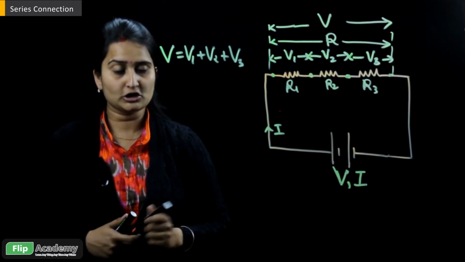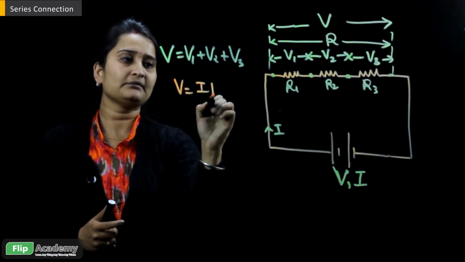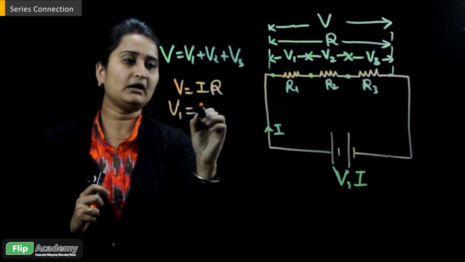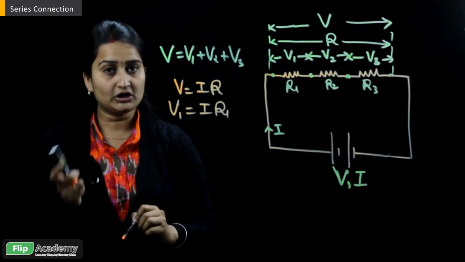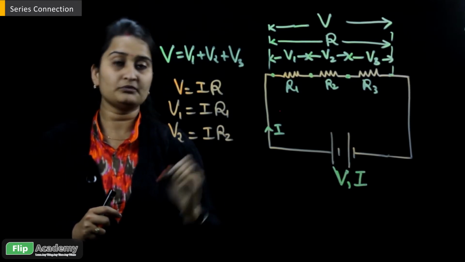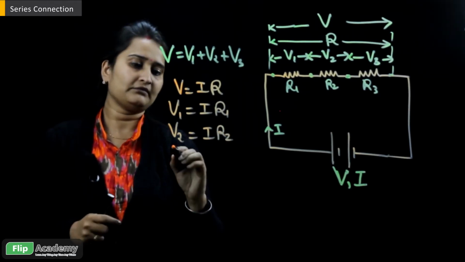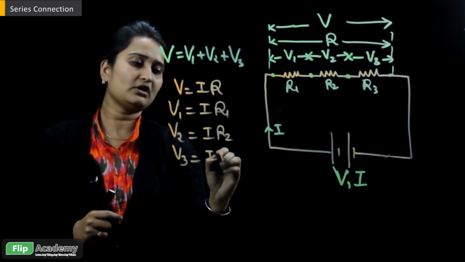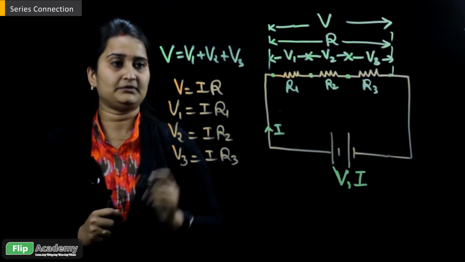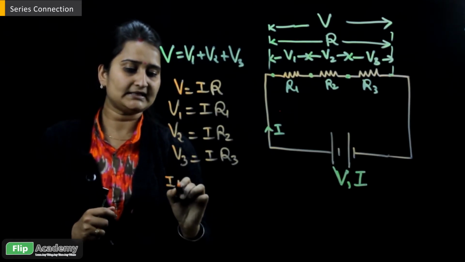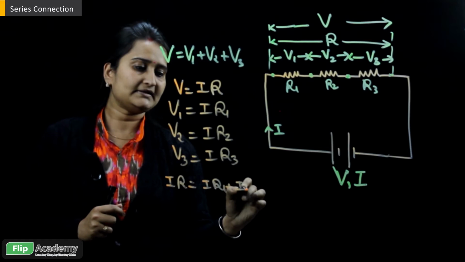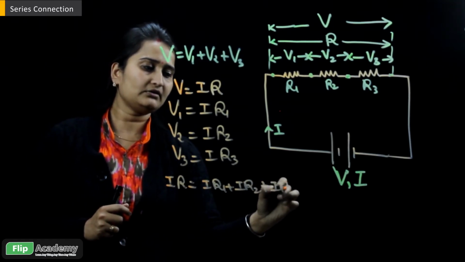We know from Ohm's law that V is equal to IR. So across resistance R1, V1 would become I times R1. Across resistance R2, V2 will become I times R2. Across resistance R3, V3 will become I times R3. Putting these values into the equation, what will you get? Instead of V, we need to place IR. Instead of V1, we place IR1. Same as IR2, same as IR3.